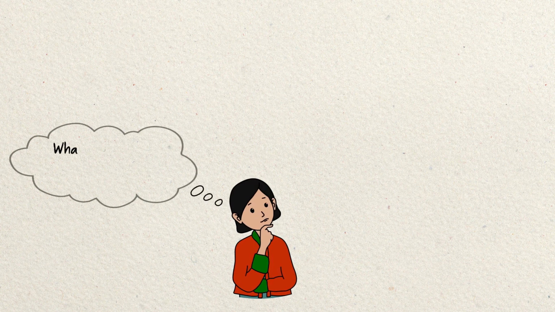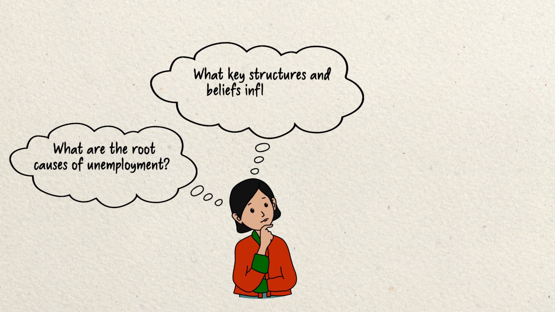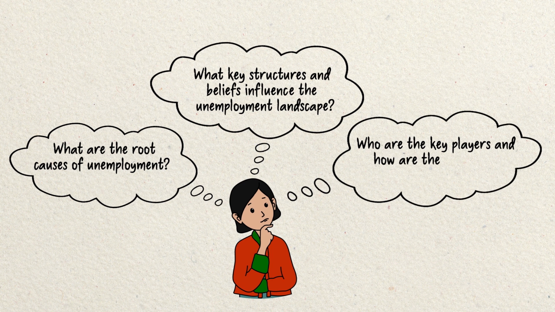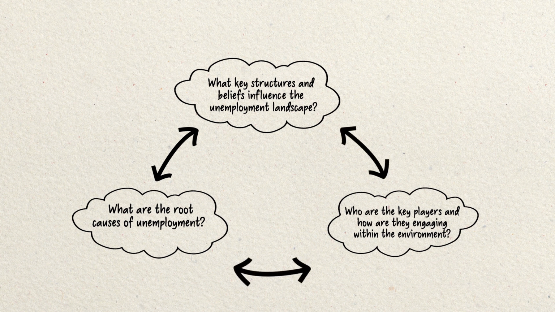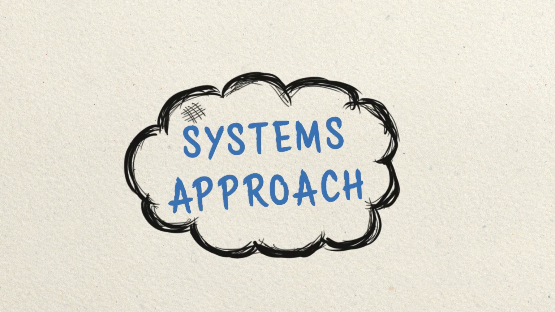Critical questions like, what are the root causes of unemployment? What key structures and beliefs influence the unemployment landscape? Who are the key players and how are they engaging within the environment need to be considered. By doing so, we look at everything as interrelated and interdependent. This is called systems approach.